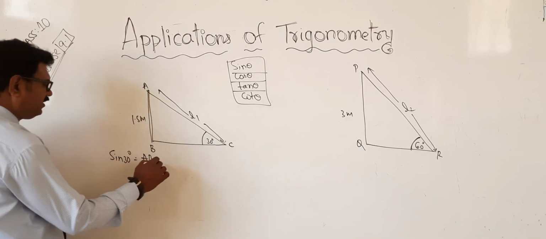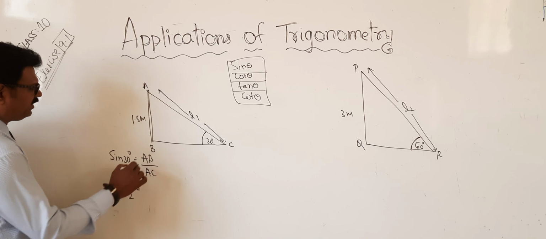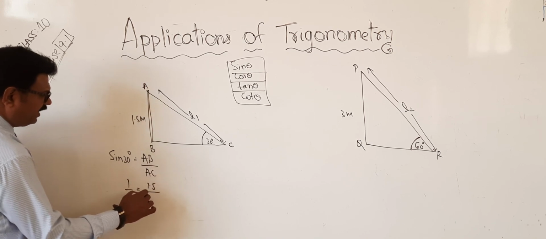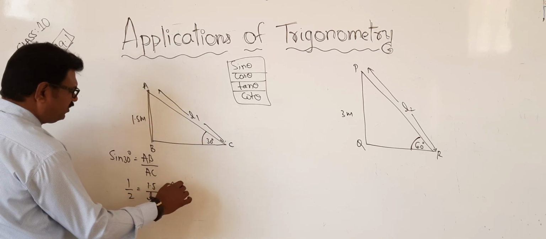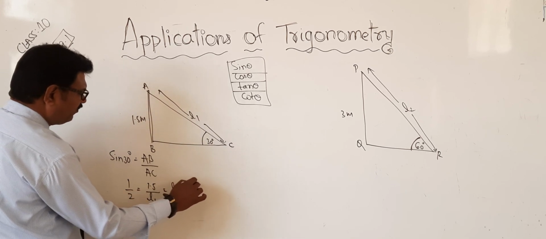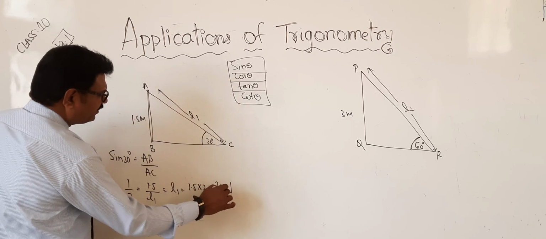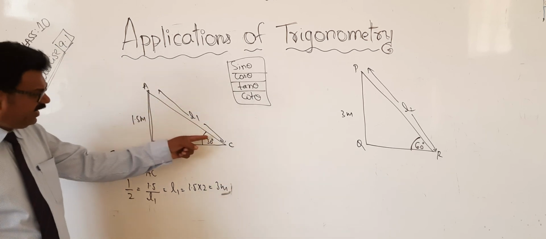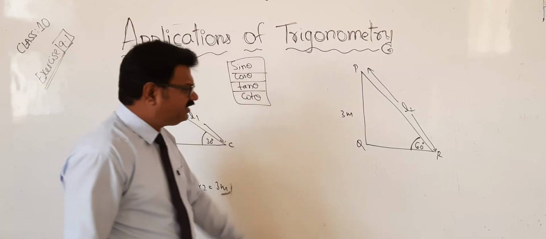So again, sin 30 is nothing but half. AB is how much? 1.5 divided by L1. Therefore, L1 is equal to 1.5 into 2 is equal to 3 meters. Therefore, what is the length of the first slide? It is nothing but 3 meters. Okay? Then we will see second one.